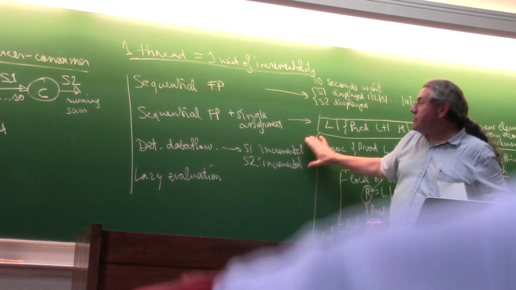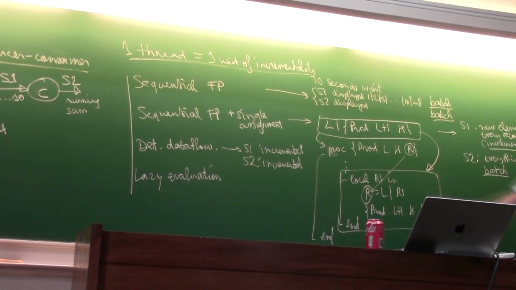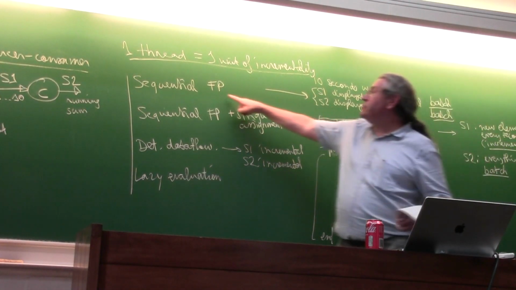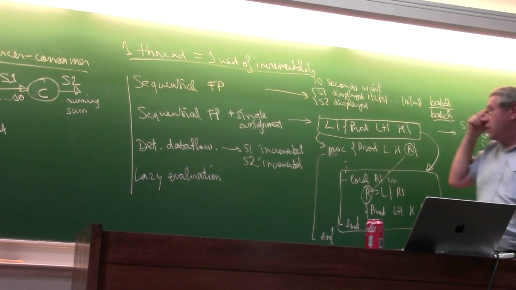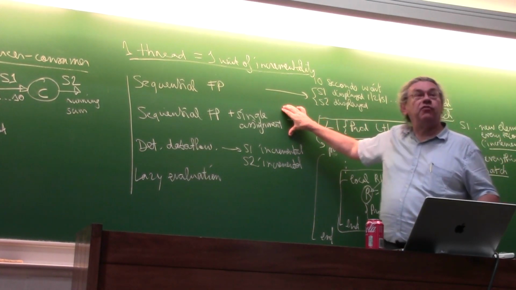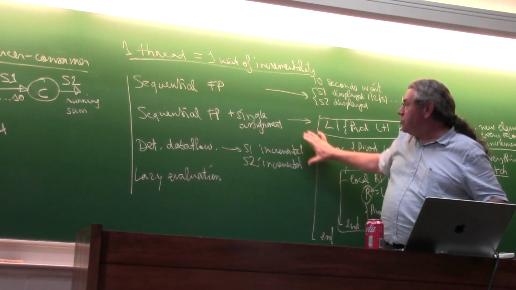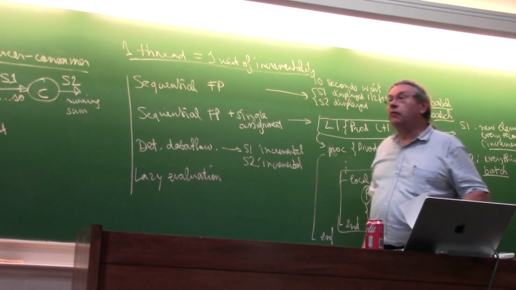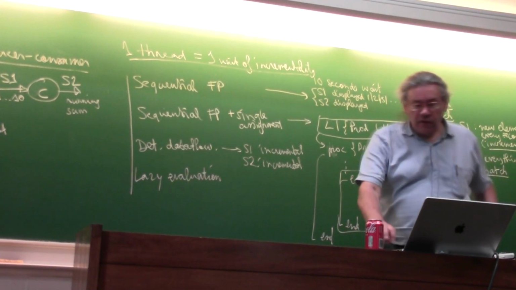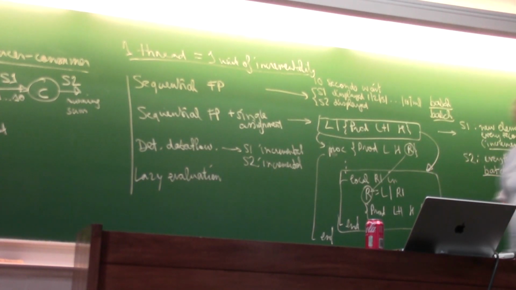It's just that the deterministic data flow is much more incremental than the standard naive sequential functional programming. Okay? And a single assignment is like an intermediate step. If you do this, then all you have to do is add threads, and everything becomes incremental, multi-agent. Okay? So that's the complete explanation of what we saw last week.